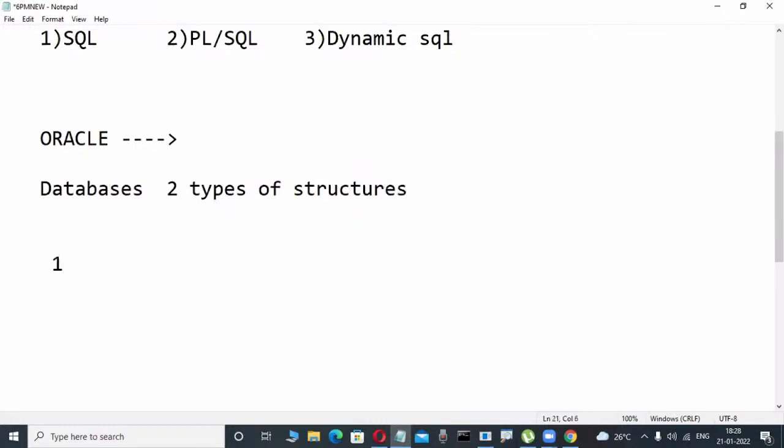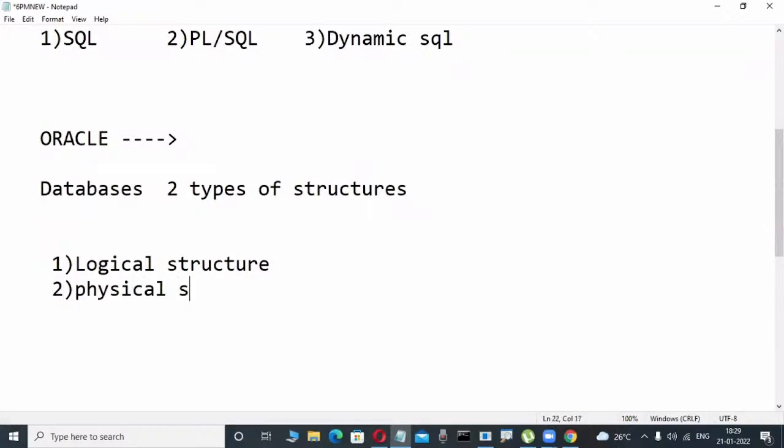Does anybody have an idea? Suppose you are taking Oracle, SQL Server, MySQL or DB2, any relational database software you install in your system, two types of structures are there. One is the logical structure. Database means it is a place where we can store structure. Another one is the physical structure.